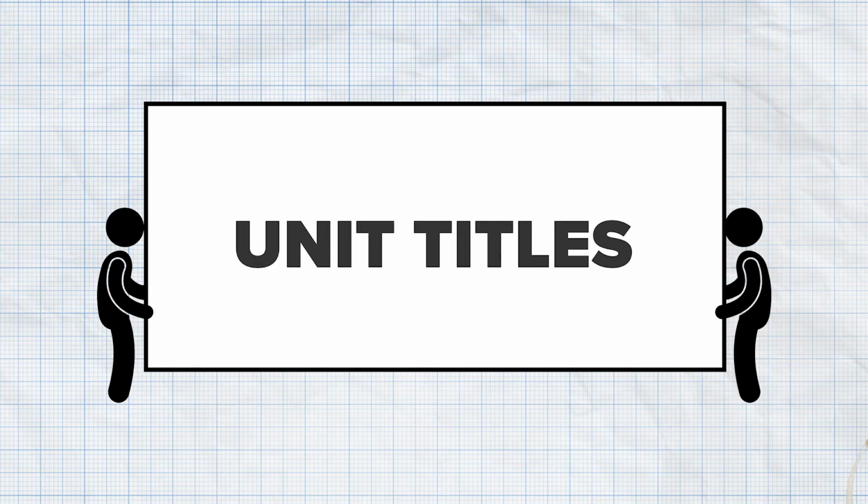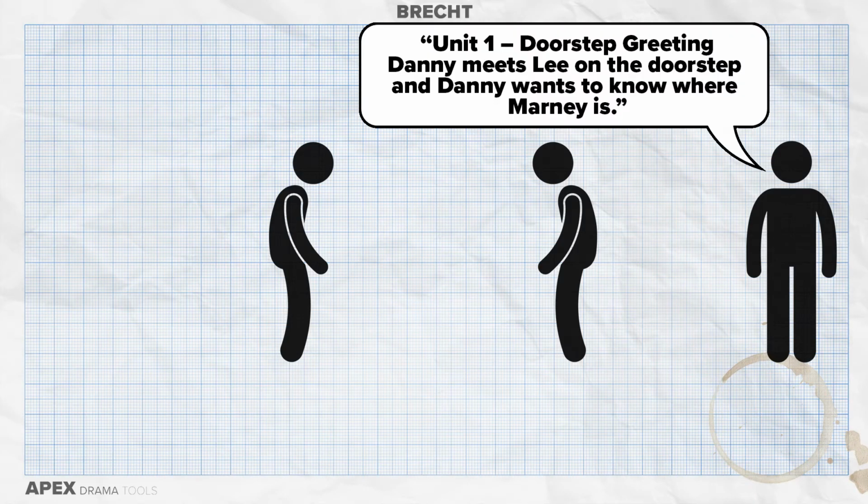Unit titles. Take a duologue and unit it. In other words, break it down into bite-sized chunks of narrative action. Once you have these units, sections or chapters, present it with 2 actors performing it, and other performers announcing the unit number, the unit name, and the unit description. For example, Unit 1, Doorstep Greeting. Danny meets Lee on the doorstep, and Danny wants to know where Marnie is.